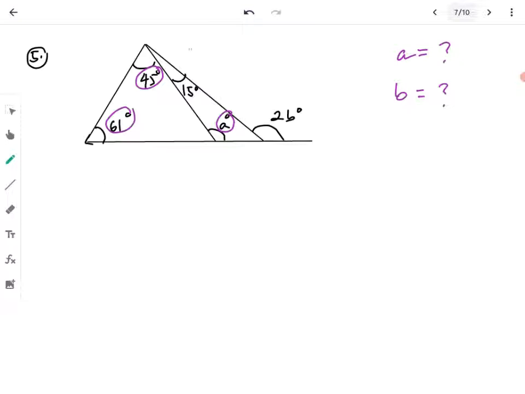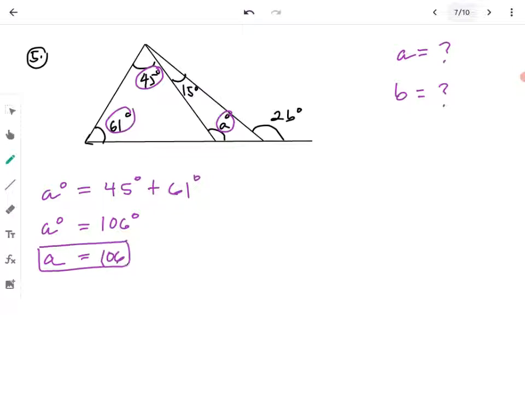If we redraw the triangle, or let us say erase some part of the triangle, and look at that, this one is actually an exterior angle. So we say that A degrees is 45 plus 61. So we have A degrees is simply 106 degrees, or simply A is just 106. That's an obtuse angle. So we already solved for A.